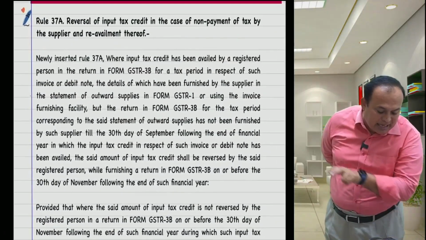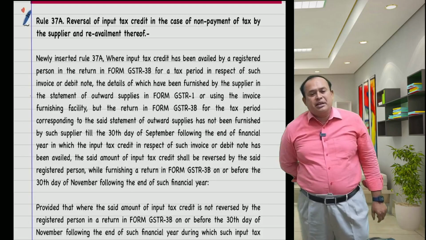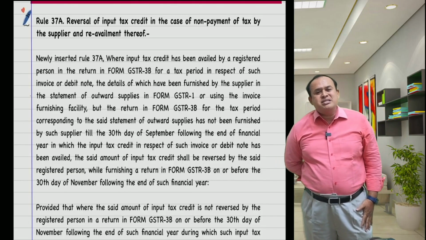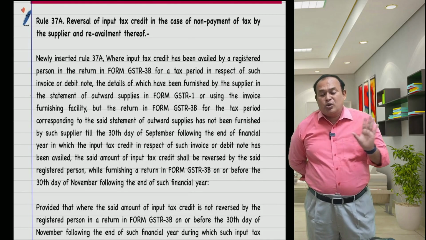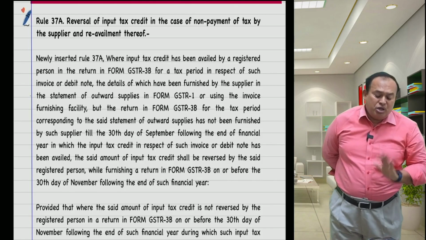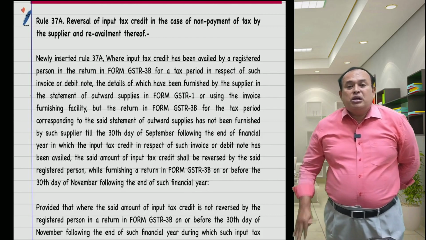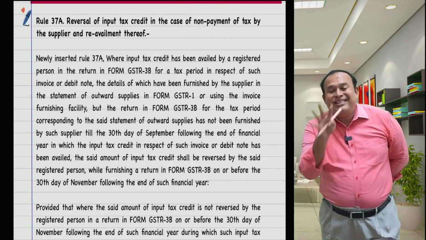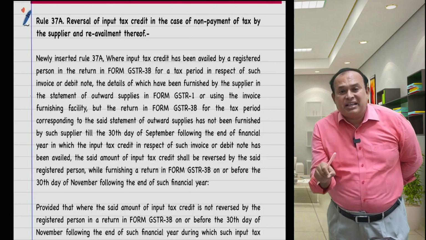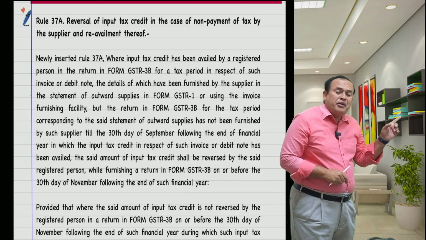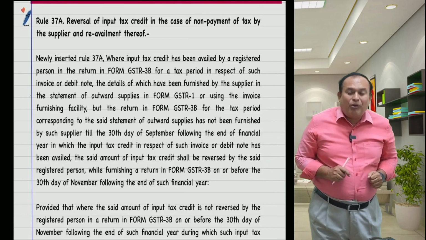Rule 37A says that the supplier has not filed the GSTR 3B and not paid the tax to the department, but in the meantime the recipient availed the input tax credit. Rule 37A says, hey recipient, you reverse the credit. When should you reverse? Recipient, you wait till 30th September of the succeeding financial year, whether the supplier files the return or not. GSTR 3B return is there. What is the GSTR 3B return?